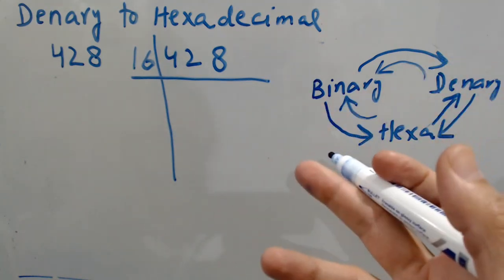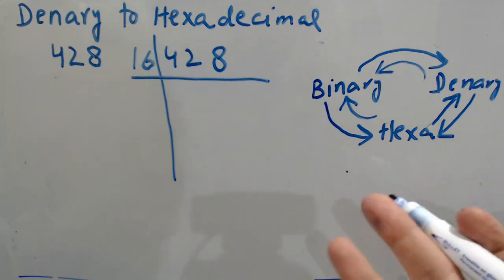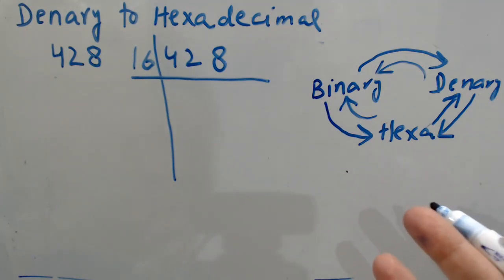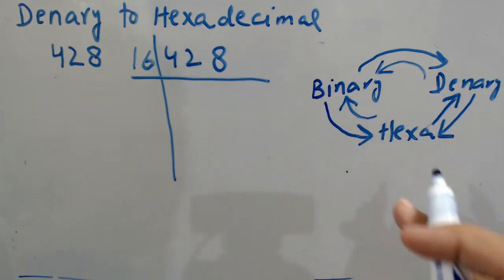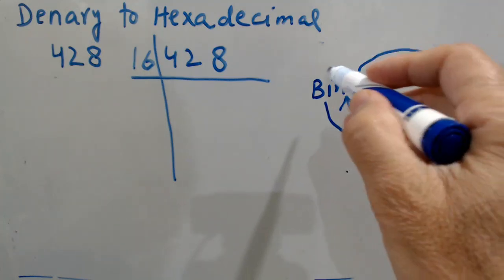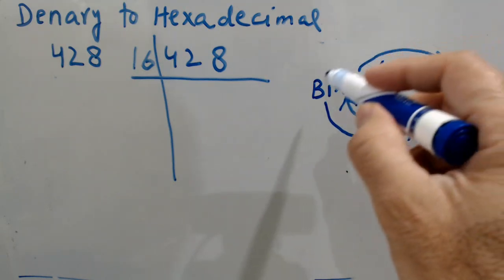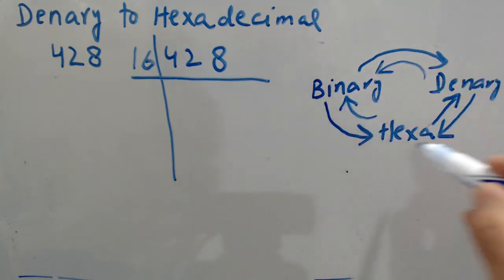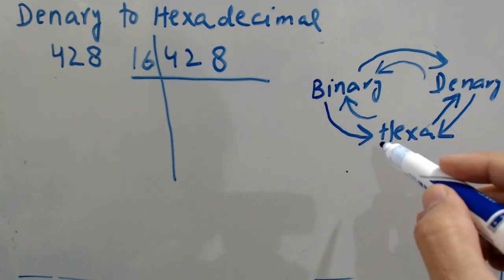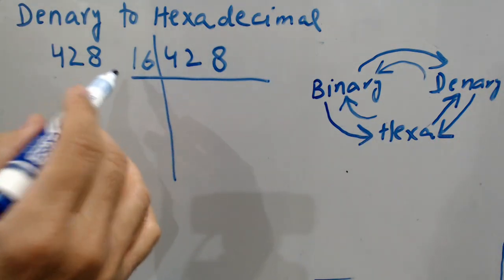Now in exams, it will be your choice. Whatever method is suitable for you, you can use that. But you must learn both methods: one is the direct method and the other is the indirect method. In the indirect method, you have to perform two steps. First convert into binary and then convert into hexadecimal. For the direct method, you must know the table of 16.